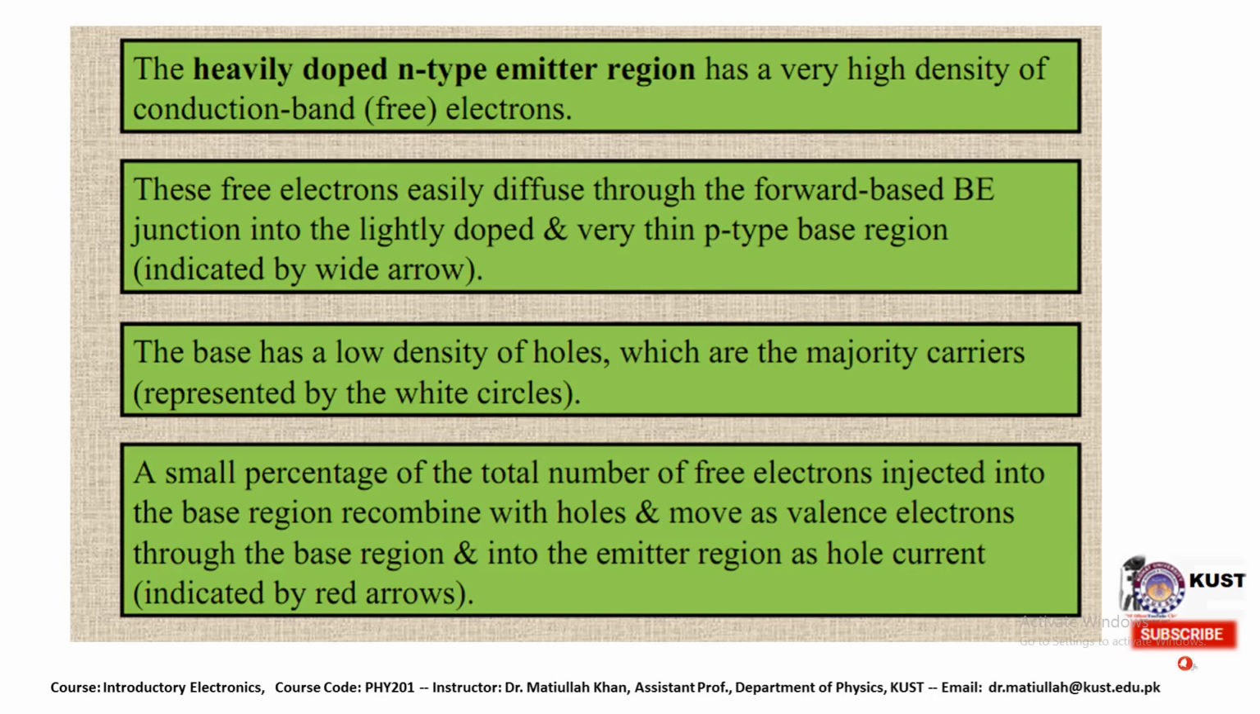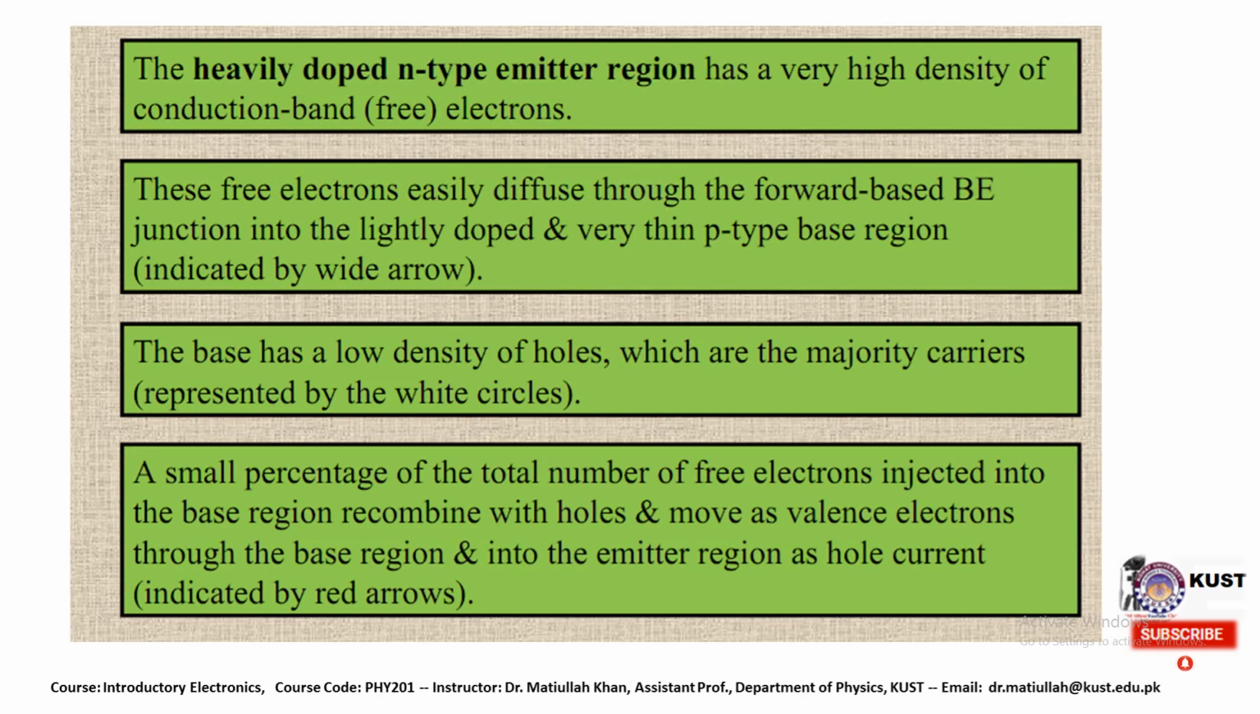The heavily doped N-type emitter region is highly doped, so it will have a high density of conduction band free electrons. These free electrons easily diffuse through the forward-biased base-emitter junction into the lightly doped and very thin P-type base region, which is indicated by the arrow, because we have already shown in this figure how that occurs.